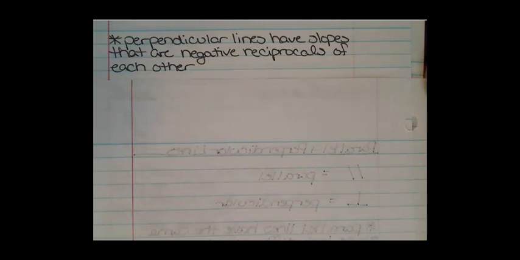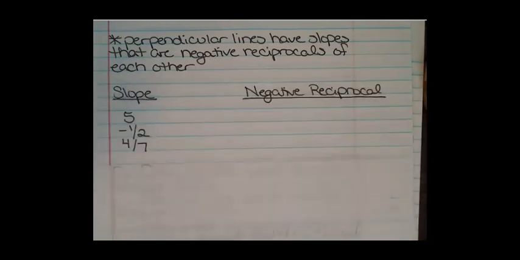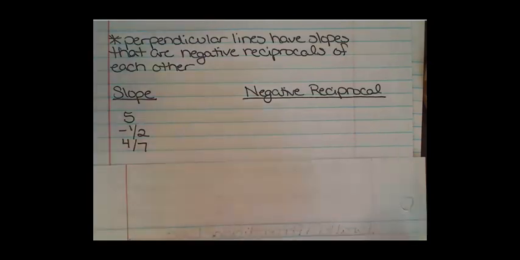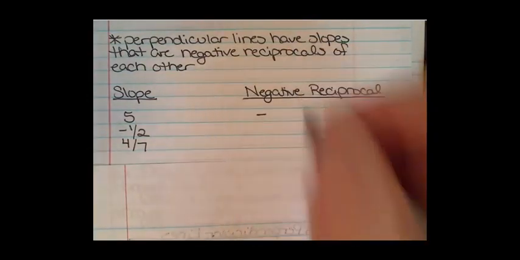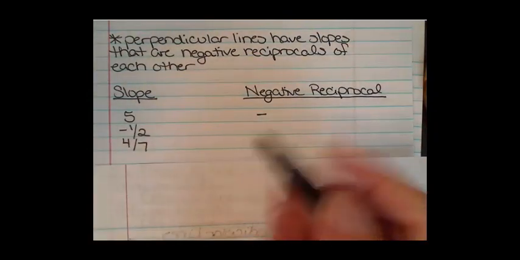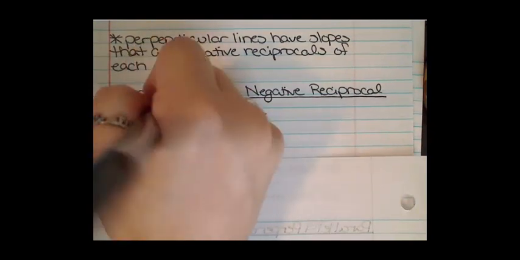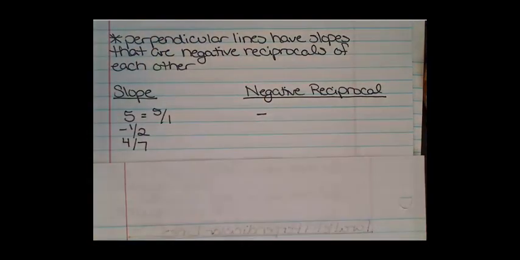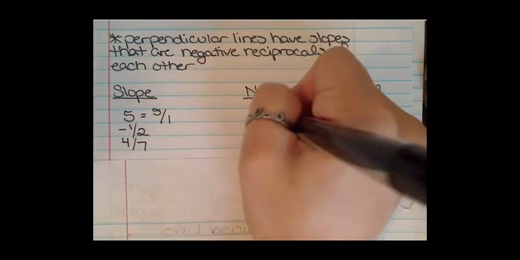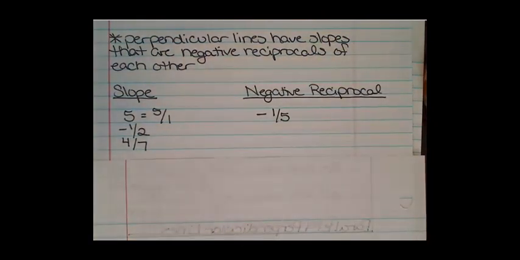So if it tells us that the slope is 5, the negative reciprocal of that is going to be a negative, and then you're going to flip your 5. Remember, 5 is the same thing as 5 over 1. So if we need to flip that, that would be 1 over 5. So the negative reciprocal of 5 is negative 1 over 5.